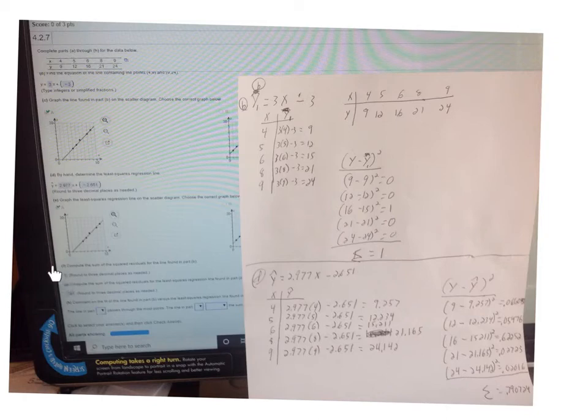Now you want to repeat this, compute the sum of the square residuals for part D. So right here's part D, and you want to repeat this procedure for this part. So this equation is a little messier. It's 2.977 times x minus 2.651. And here are the values of x, 4, 5, 6, 8, 9. So you want to multiply each of those by 2.977, and then subtract 2.651. And so we get 9.257, etc.